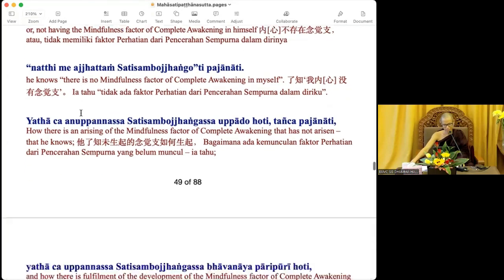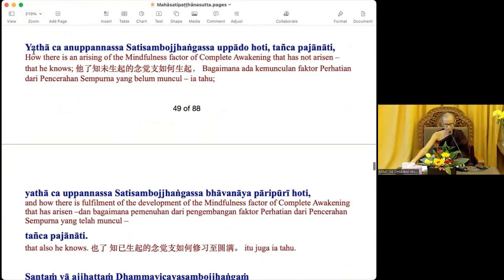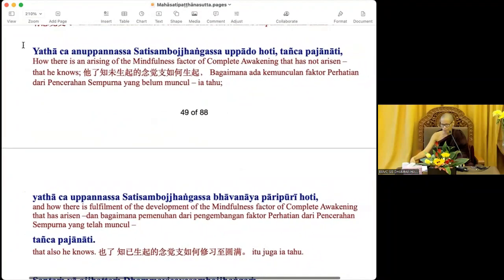Yathaca anuppannassa sati sambojjhangassa uppado hoti tanca pajanati. Yatha is yena karanena: in which way, in which reason, with some reason, Sati Sambojjhanga arises. You should know that reason also. Not only do you know there is none, yathaca, you should also know the causes. Why does Sati Sambojjhanga arise? You should know that one.